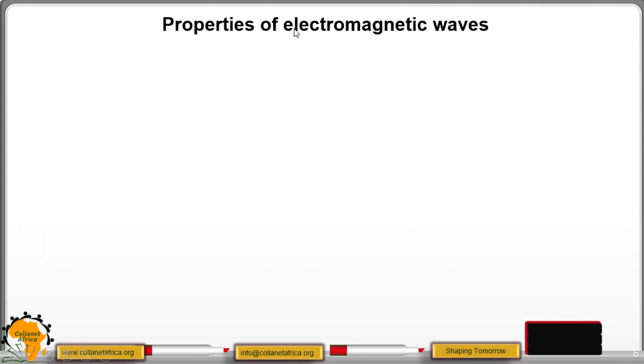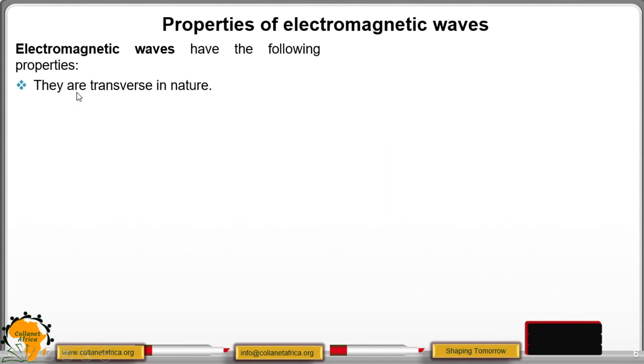Then from there we move to properties of electromagnetic waves. First, we note that they are transverse in nature. In other words, the vibration of particles is at right angle with the wave motion. It has troughs and crests. Then they do not require a medium for transmission. They are not like mechanical waves. These are electromagnetic waves, and they can move through vacuum. They do not require a medium for transmission.